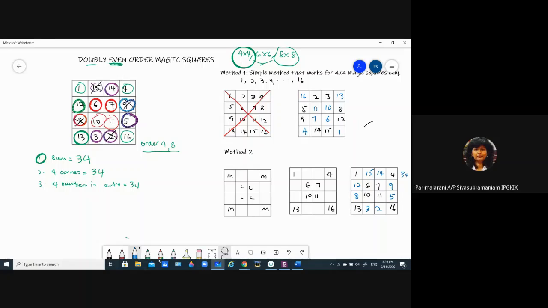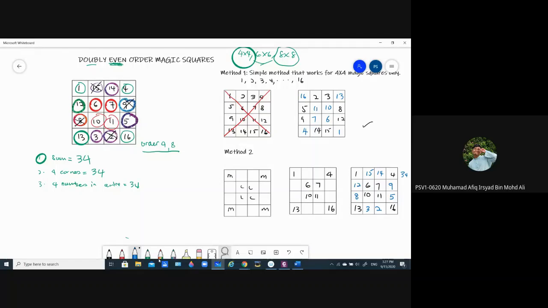Okay, can you understand that? Everybody okay? Any questions? So we have learned two methods of filling the 4 by 4 magic square.